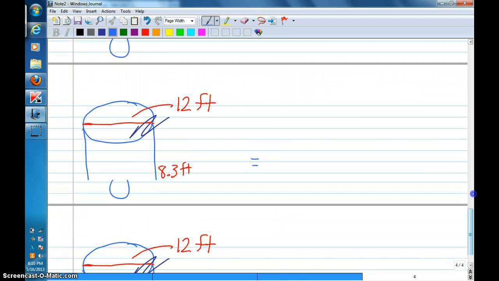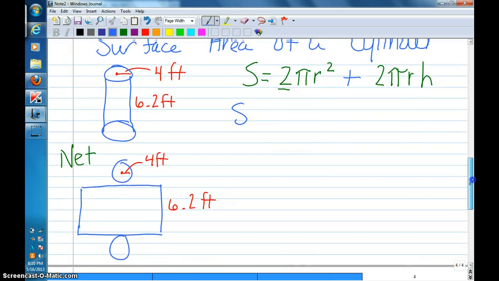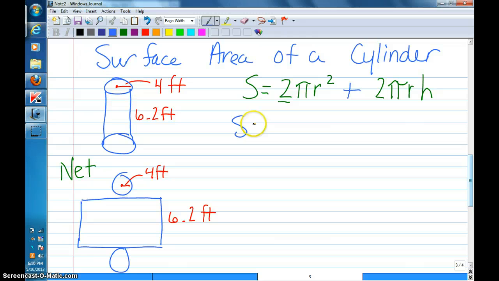So again, the top and the bottom one are the exact same here. One's just a net, the area of the laid out figure. So again, I'm going to plug in the numbers as I go. 2, we use 3.14 for pi. Now look at the picture. Do they give us the radius of the circle? Yes, they do. So we're going to plug it in.